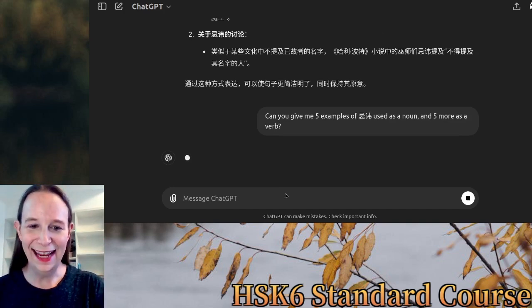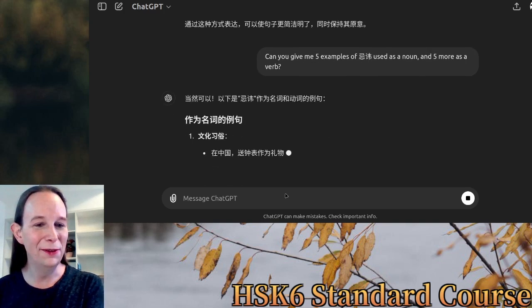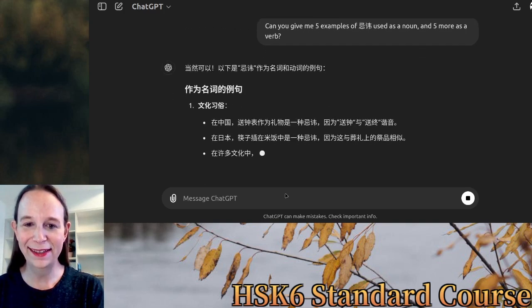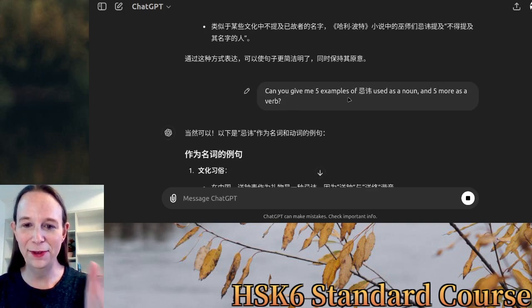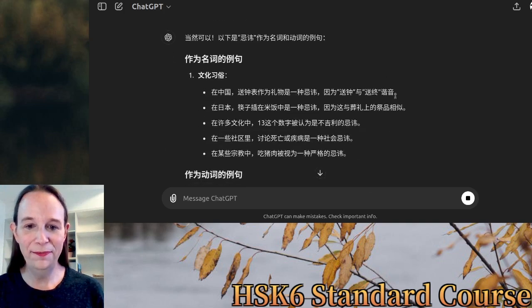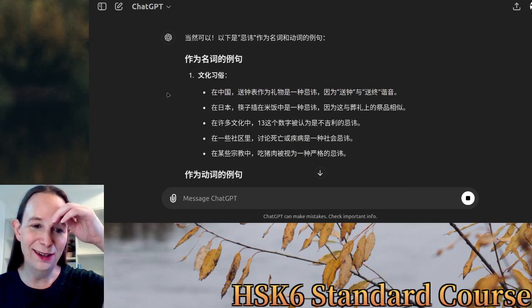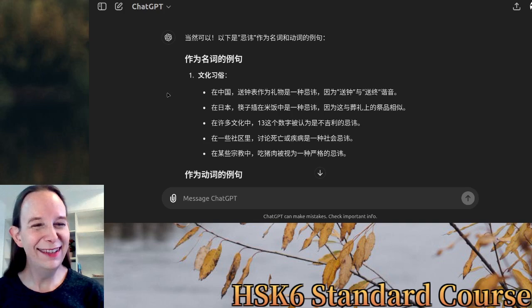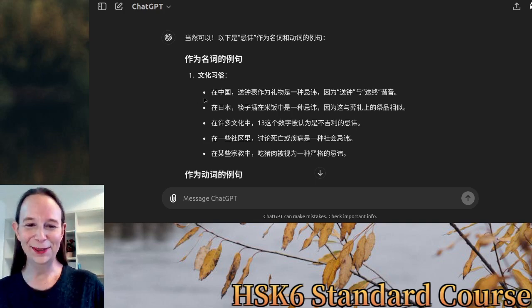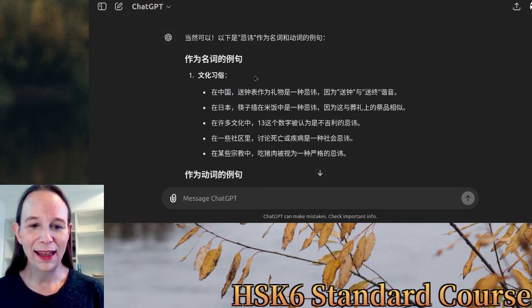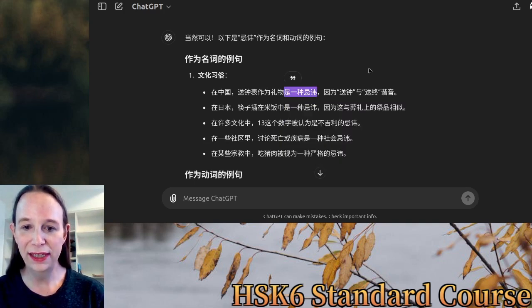Yeah, this is one of the things ChatGPT can do that you can't just do on Pleco or a database. ChatGPT will give you usages as a noun, as a verb. So what do we got here? 在中国送钟, yeah, sending a clock, even if they really, really want a clock. 送钟, it's bad luck, right? 送钟表作为礼物是一种忌讳. Yeah, that's a noun. 因为送钟与送终谐音. I didn't know that.